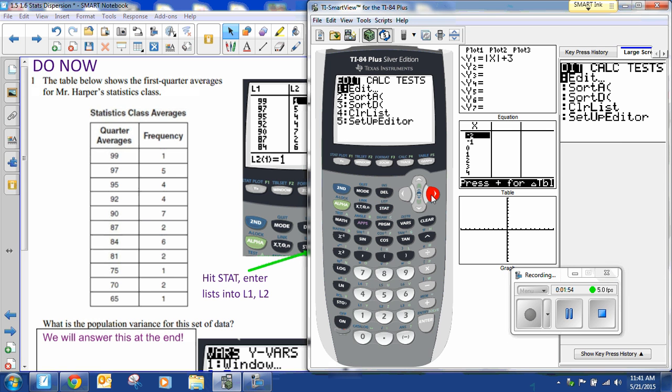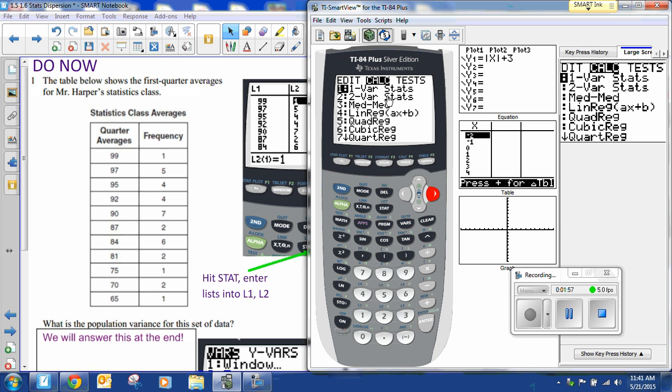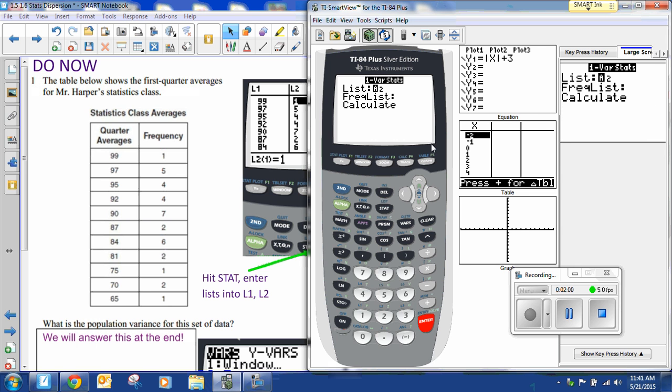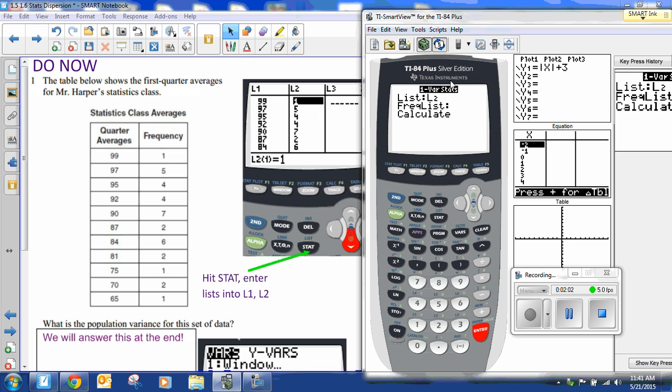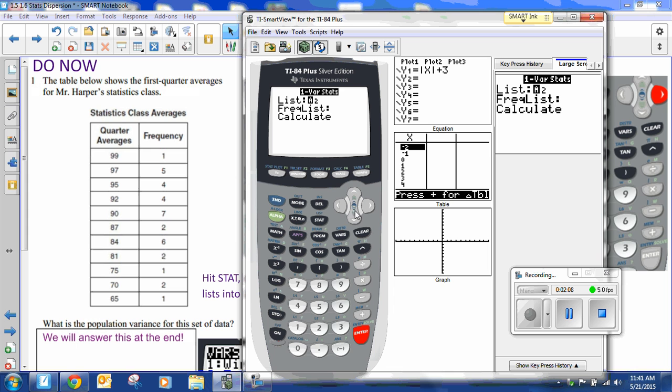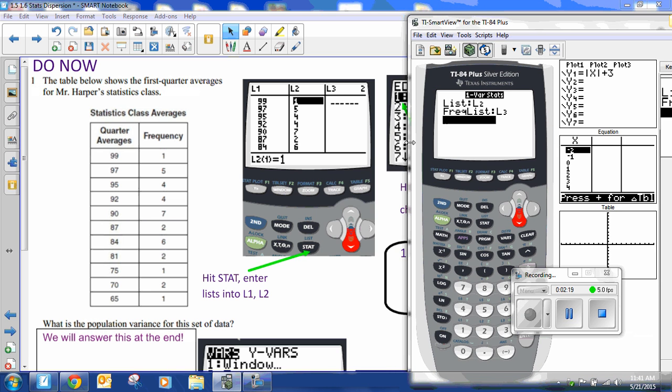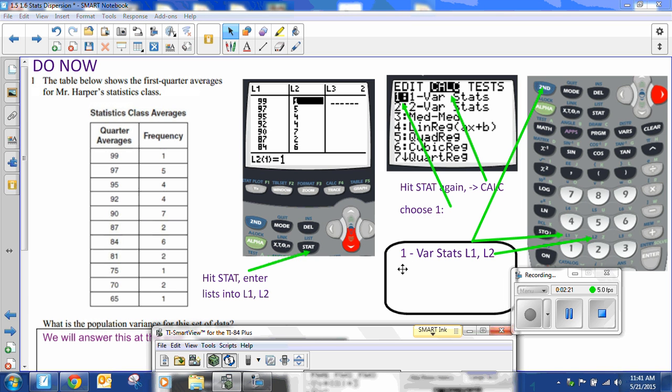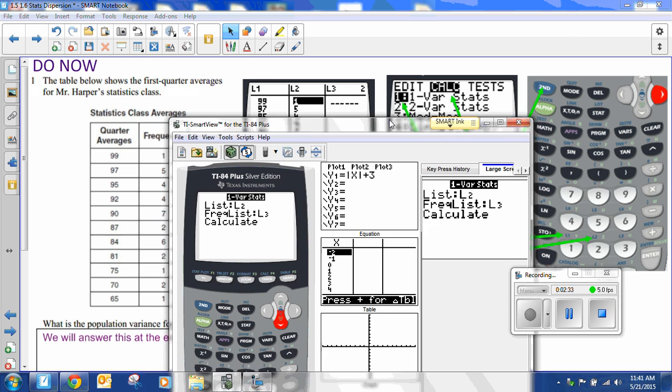So in this course, we're only going to be working with one variable statistics. So I choose this, and on the Silver Edition, the list, for me, I plugged into L2 where the frequency occurred in L3. So if you're using the TI-83, you want to plug it in like this: one variable stats, L1, comma L2. The second column will always be your frequency. If you used L2 and L3, obviously you change this to L2, L3.